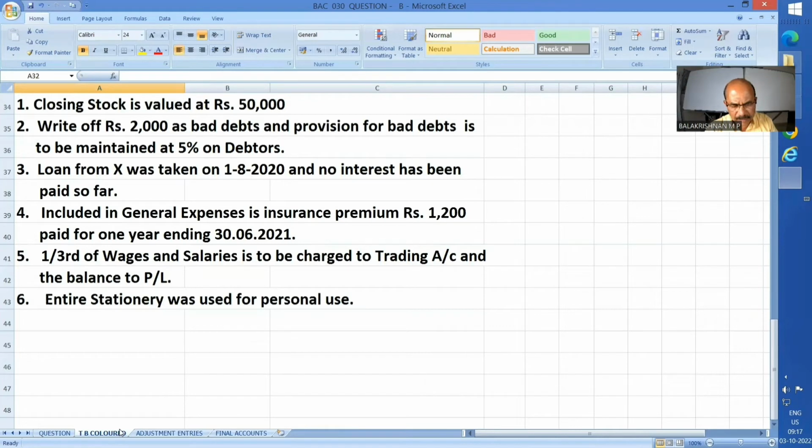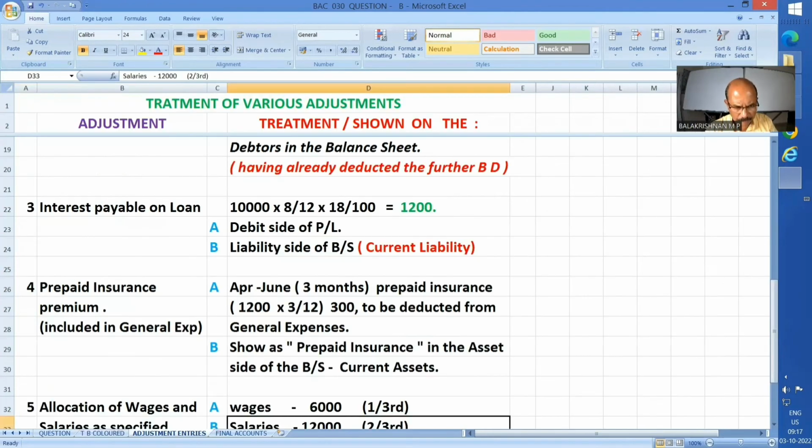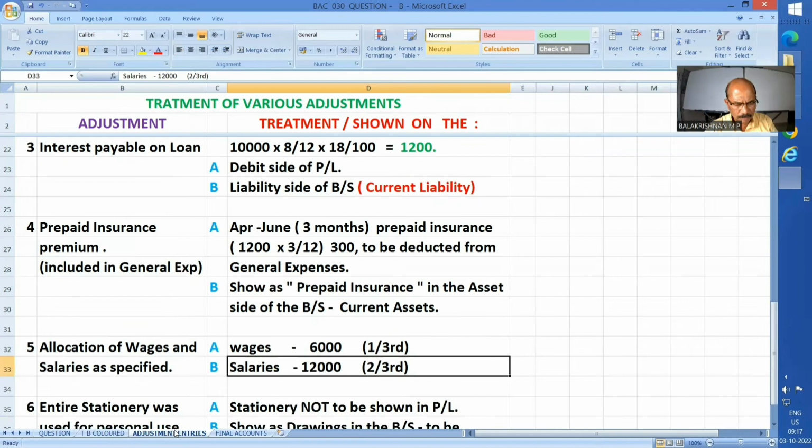Included in general expenses is insurance premium rupees 1,200 paid for 1 year ending 30th June 2021. Well, insurance also they are including in the general expense. That is their practice. Sometimes insurance expense is shown separately. Okay, let's forget about all those. The thing is that in the general expense, insurance having been included, there is a prepaid element that we have to deduct. That being a prepaid insurance.